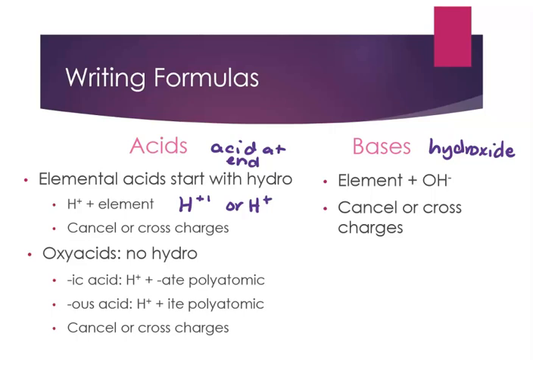With bases, it's the same thing. I'm canceling or crossing charges. The name will be the name of the first element and then hydroxide. So I just need to go to the periodic table and figure out the charge of that element. And then the hydroxide is always going to be negative. Sometimes it's written as OH -1, or we can just write it as OH negative. Either one of those is fine.